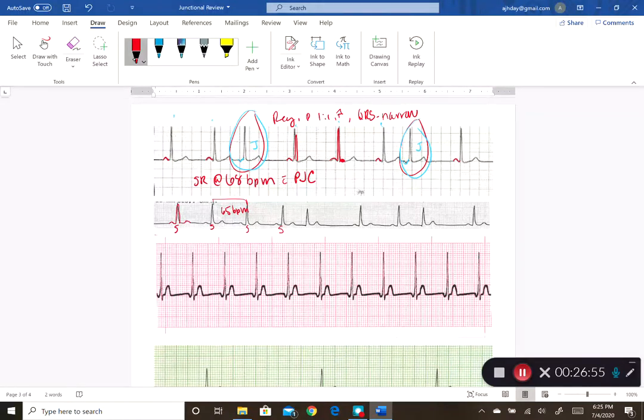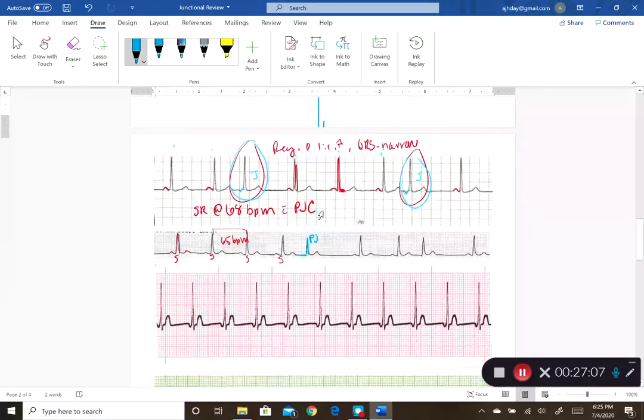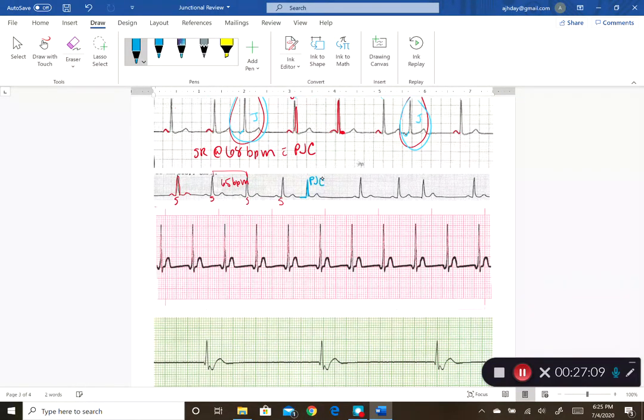And then when I look at this beat, it does look a little bit different. I have no P wave. I do have a narrow QRS complex, and it comes early. So this is my PJC. Premature because it does come early in the progression, and it doesn't have a P wave, telling me that it's coming from the AV junction.